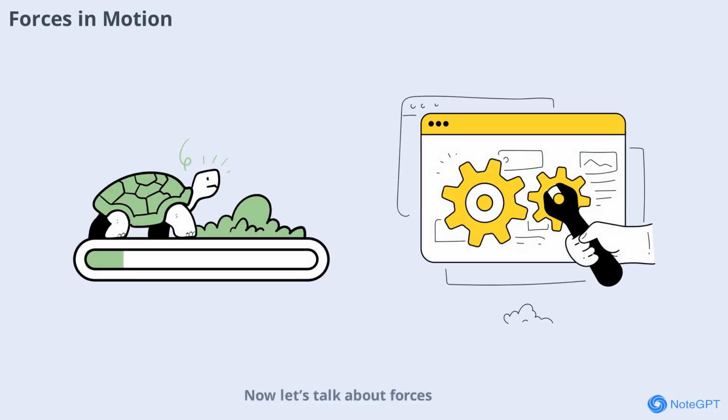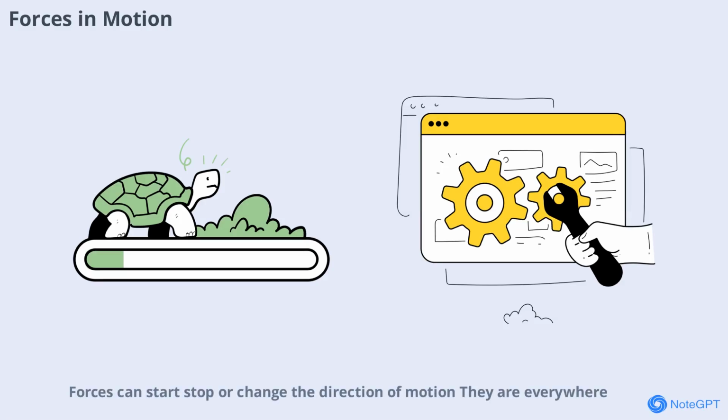Now let's talk about forces. A force is a push or pull that can change the motion of an object. Forces can start, stop, or change the direction of motion. They are everywhere, from the gravity that keeps us on the ground to the friction that slows down a sliding object. Understanding forces is essential for predicting and controlling motion in the real world.